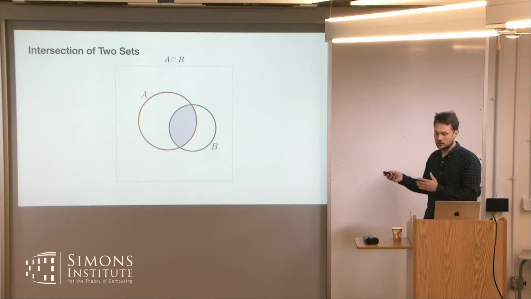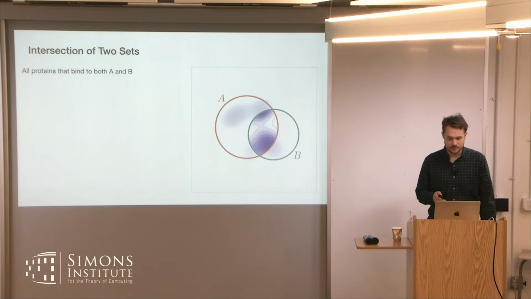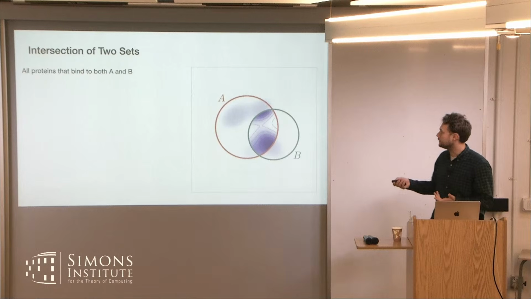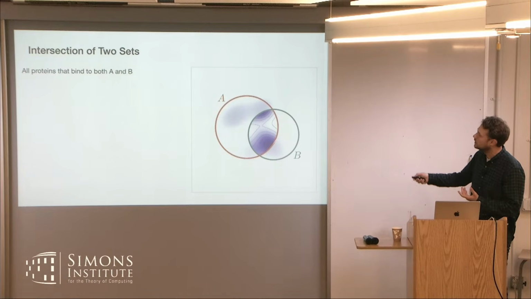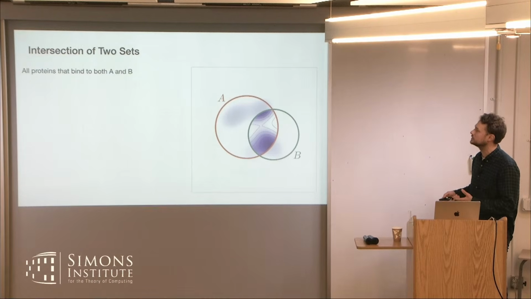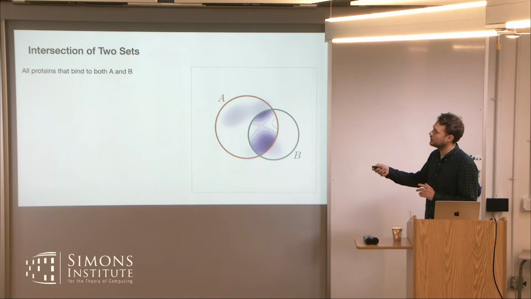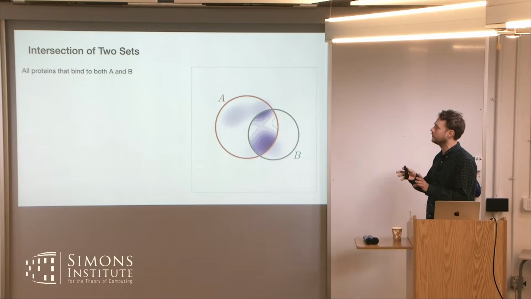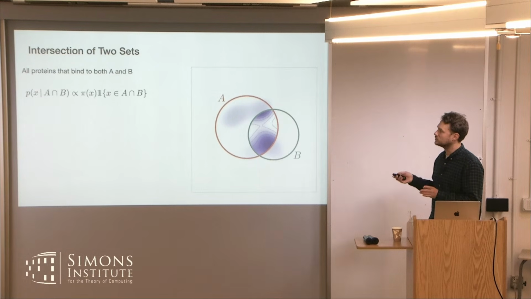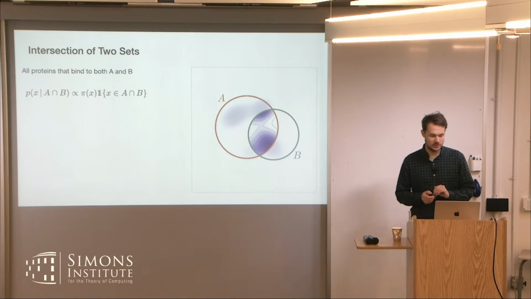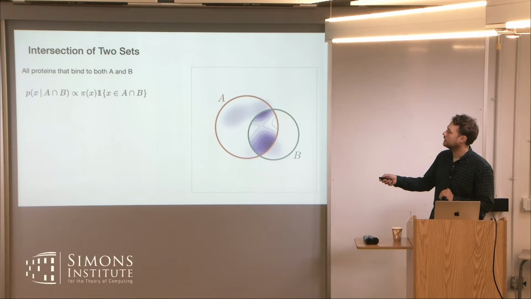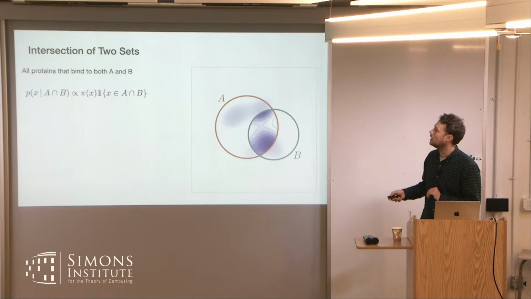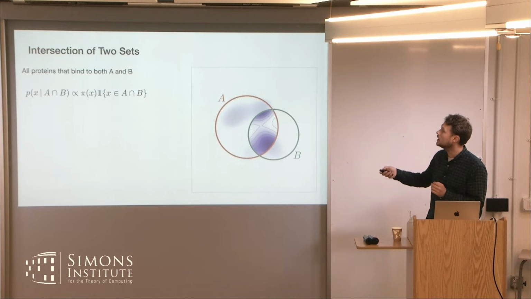Now, based on this definition, we can introduce the operation of the intersection of two sets. Intuitively, we understand what it is. We just need to take two circles and take the probability mass, the probability density, in the intersection of these two circles. For applications, we're going to think of this as all proteins that bind to both A and B. We can just write down the definition, p of x given A intersect B, and put this into the definition of our set function.